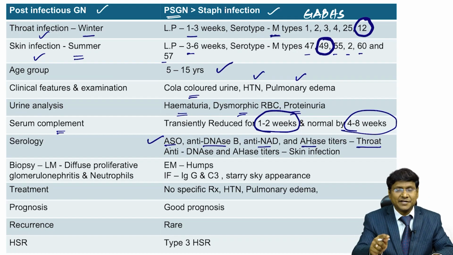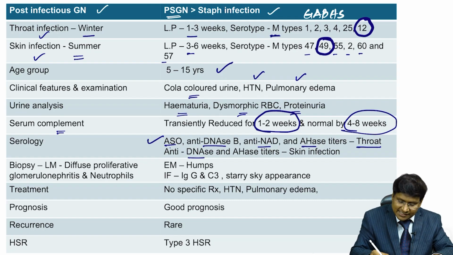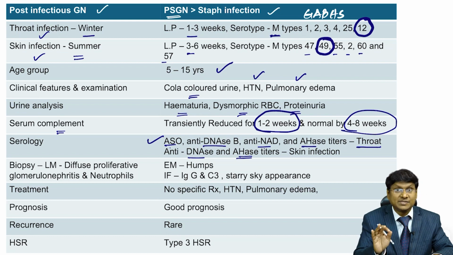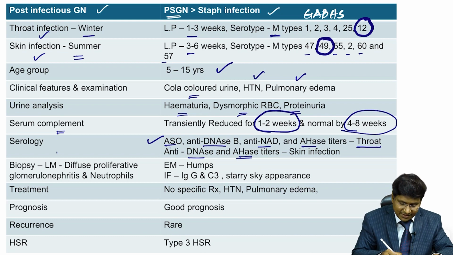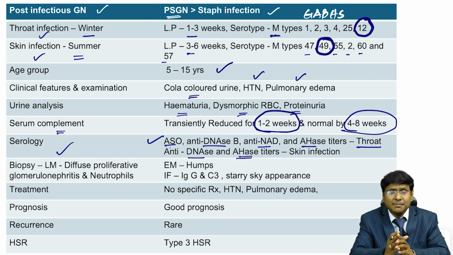But after the skin infection, which is nothing but the impetigo, that particular serotype will be producing the serologies, that is anti-DNase and as well as anti-hyaluronidase only, right? Then the investigation of choice will be biopsy, but usually we don't do biopsy in post-streptococcal glomerulonephritis because the presentation is the one which will give you the diagnosis.